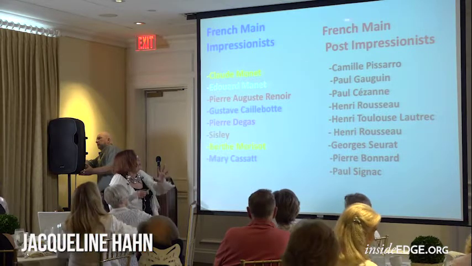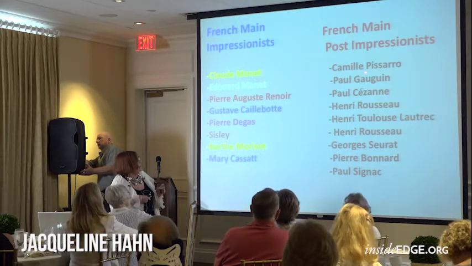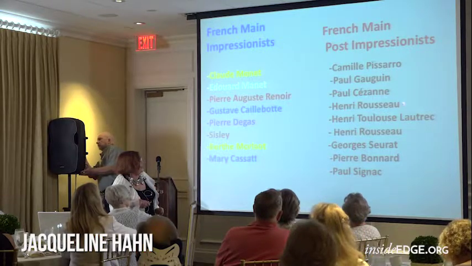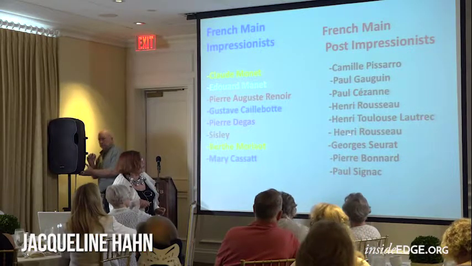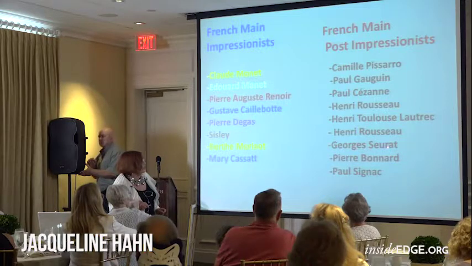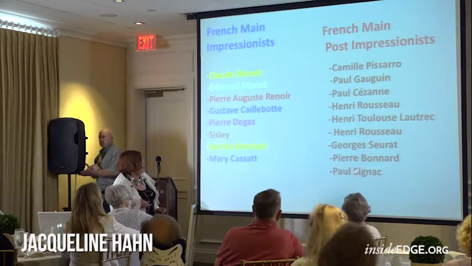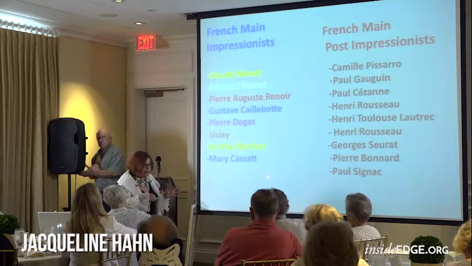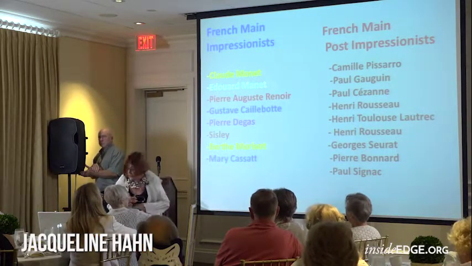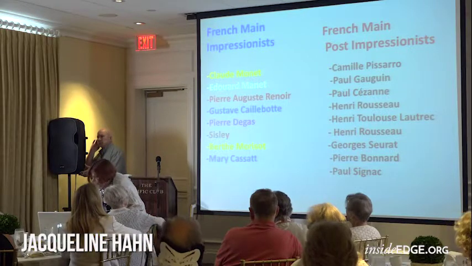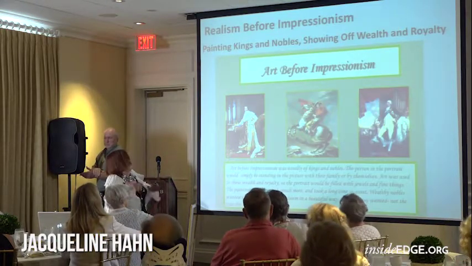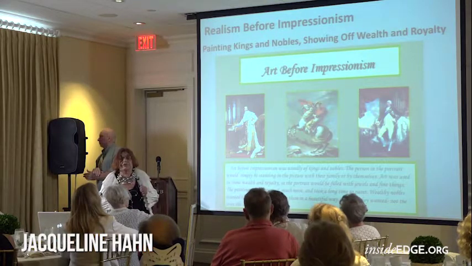And then the post-Impressionists are these people: Camille Pissarro, Paul Gauguin, Paul Cézanne, Henri Rousseau, Henri de Toulouse-Lautrec, Georges Seurat, Pierre Bonnard, and Paul Signac. So you have the real Impressionists we're doing today, and then the post-Impressionists. Now, what happened before Impressionism?